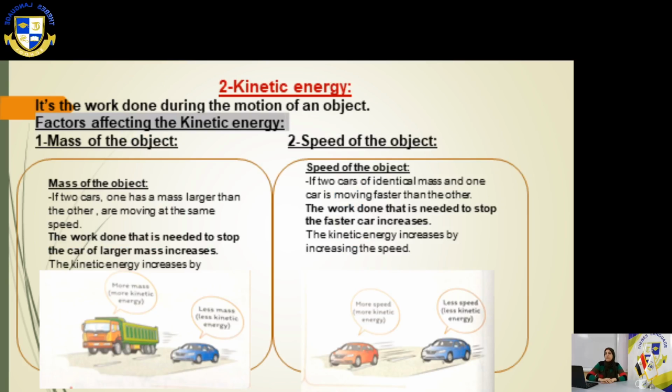Slide 11. Kinetic energy. It's the work done during the motion of an object, and we have two factors affecting the kinetic energy: mass of the object and the speed of the object. First, the mass of the object. If two cars, one has a larger mass than the other, and the two cars are moving at the same speed, the work done to stop the car with the larger mass is bigger than the work done to stop the car with the smaller mass.